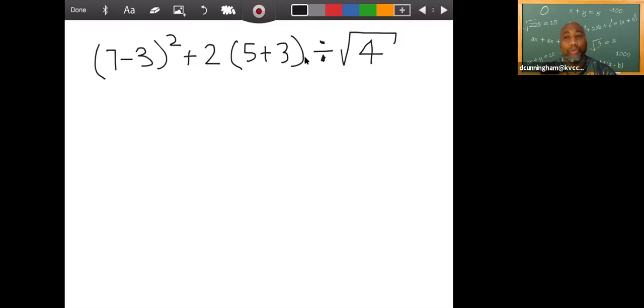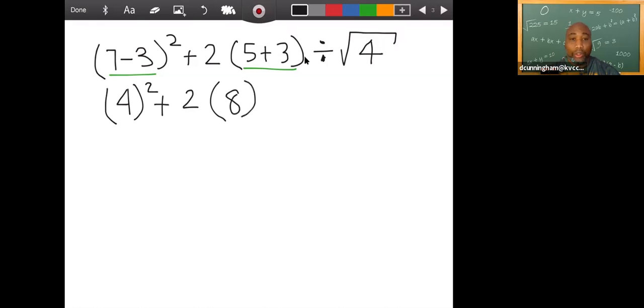First thing we understand is parentheses. And so for the parentheses, if you see here, guys, we got parentheses here, and we also got parentheses here. So let's knock that out. And again, I like to show my work. So for showing the work here, 7 minus 3, which is 4, and this leaves 4 square, plus, we don't worry about that now, 2 times 5 plus 3, which is 8. So we will use inside there, divided by the square root of 4. So I introduced something called the square root of 4.